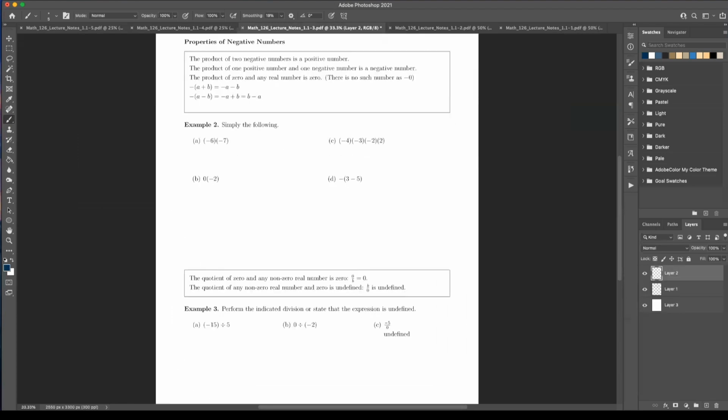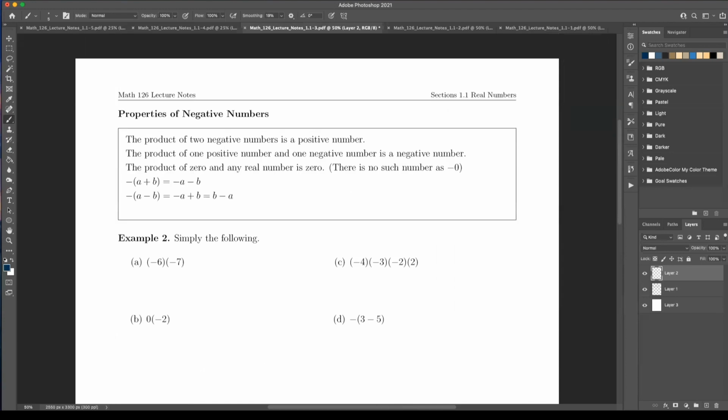All right, properties of negative numbers. The product of two negative numbers is a positive number. The product of a positive number and a negative number is negative, and the product of zero and any number is zero. So there's no such thing as a negative zero. I've seen that, just putting it out there.